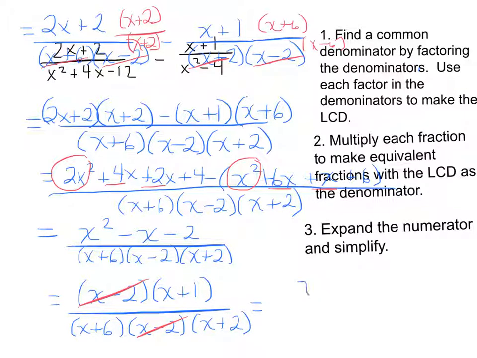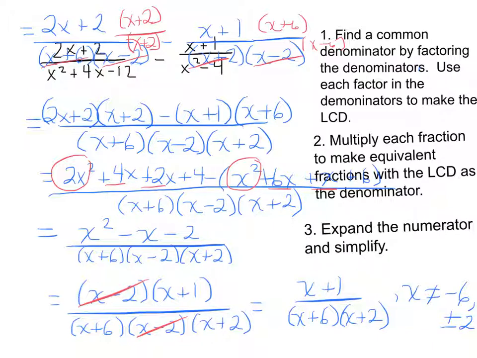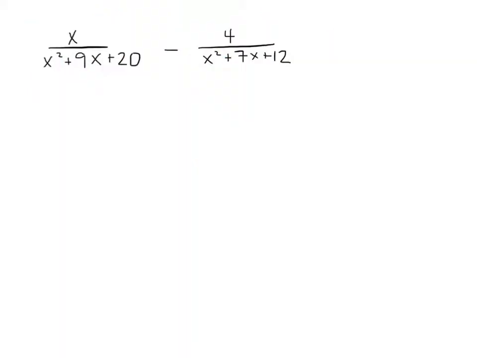Okay, so now we're left with x plus 1 over x plus 6 times x plus 2. And x cannot equal negative 6 and positive and negative 2. Step 1 is factor the denominators.